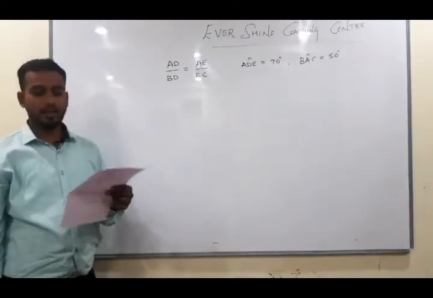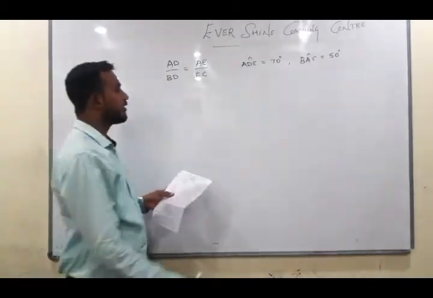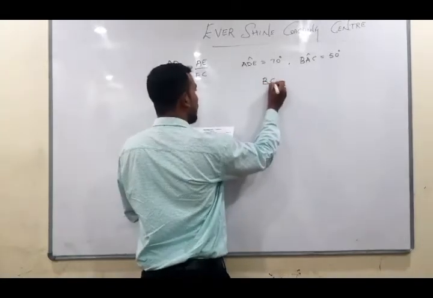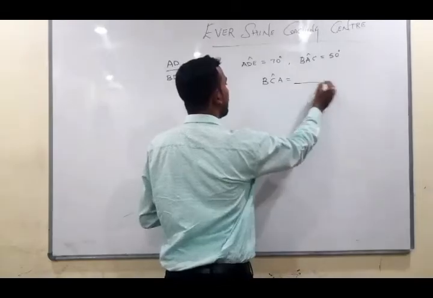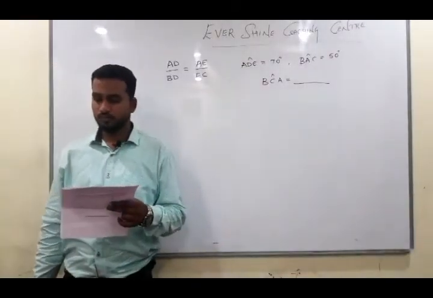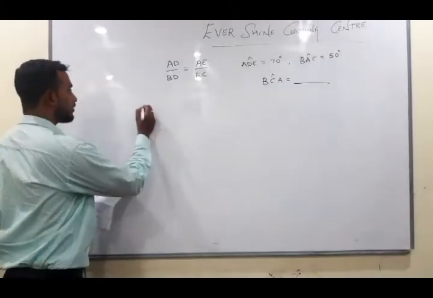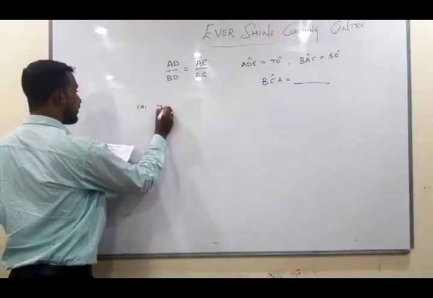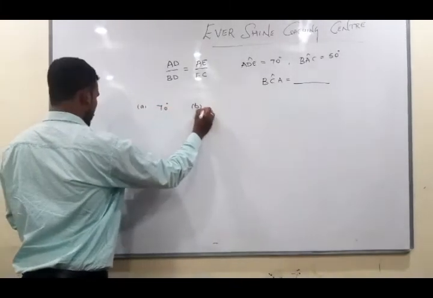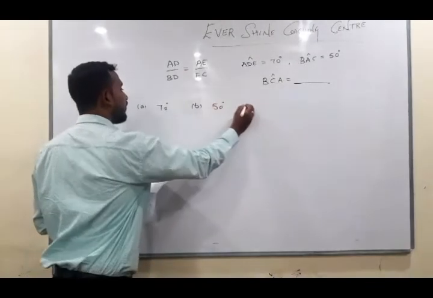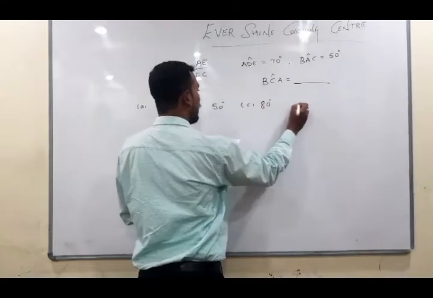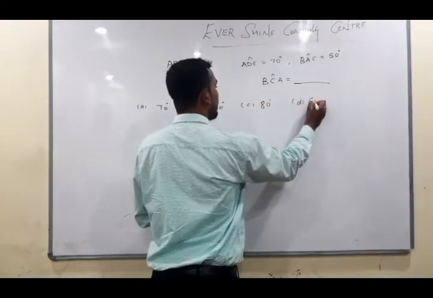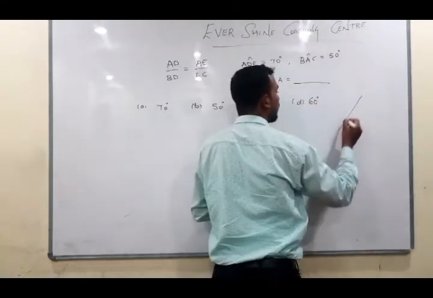then angle BCA equals to dash. Option A 70 degrees, option B 50 degrees, option C 80 degrees, option D 60 degrees. Now this is the figure.